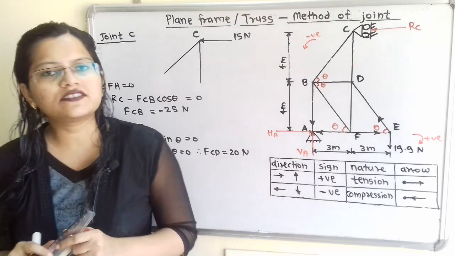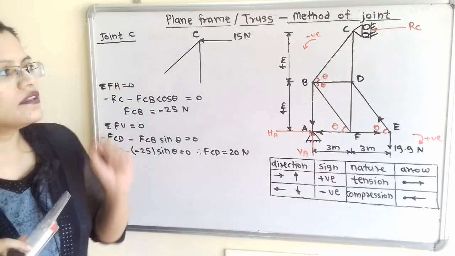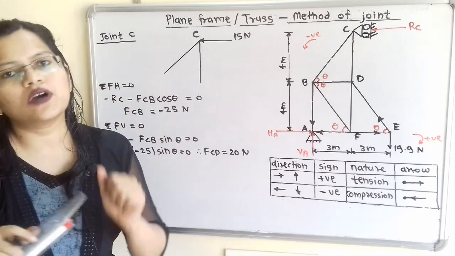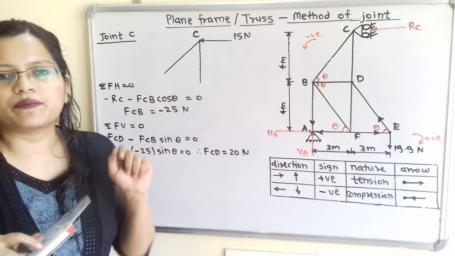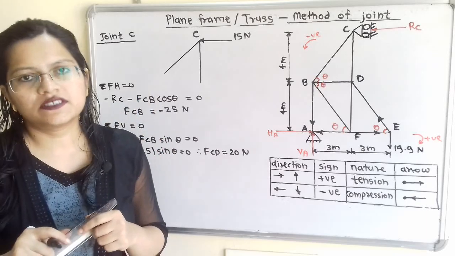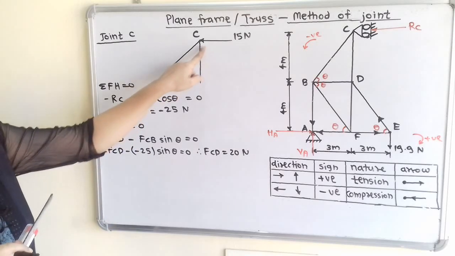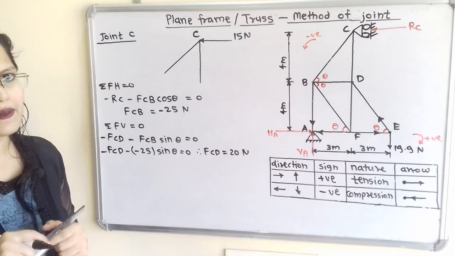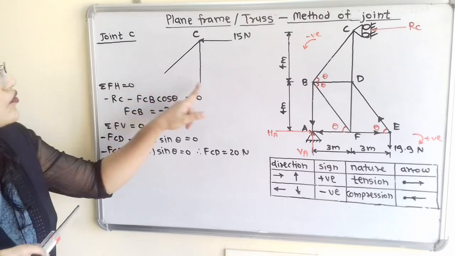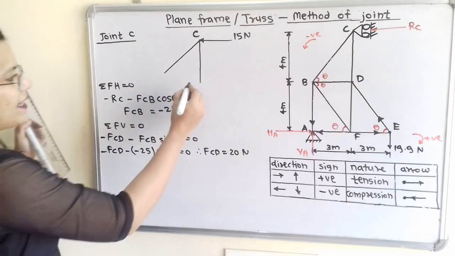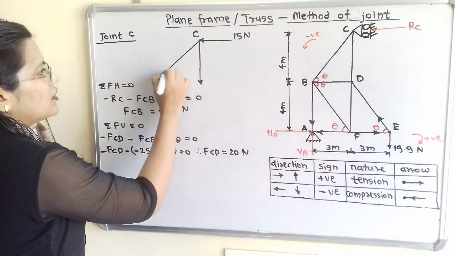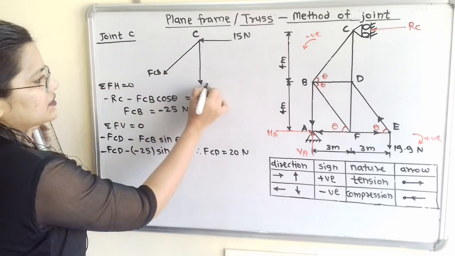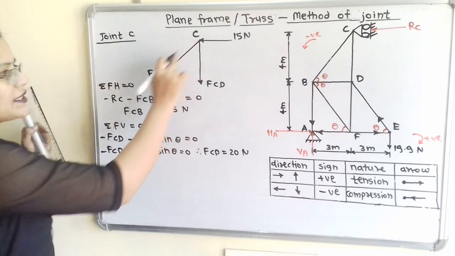Now we will move to the next joint C. If we observe, there is known value of RC we have calculated, and there are two unknown forces, that is the force in the member CB and force in the member CD. Now we will show here the direction of RC as it is, that is direction is towards left hand side, and for the unknown forces in the members we will show direction in the outward direction. Now this CB we will show here FCB, and this force is FCD.